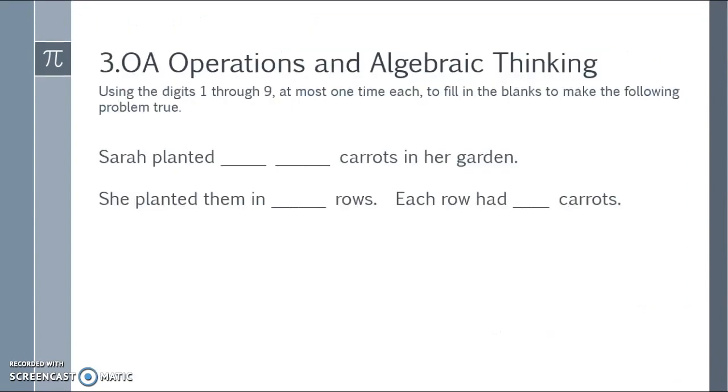Using the digits 1 through 9, at most 1 time each, so you can only use the numbers 1 through 9 once, try to fill in the blanks to make the following problem true. Sarah planted blank blank carrots in her garden. She planted them in blank rows, and each row had blank carrots. Take a moment, pause the video, and see if you can come up with something that might work.